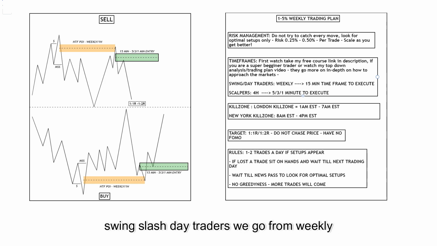Swing and day traders, we go from the weekly to the 15-minute time frames to execute, and scalpers go from the 4-hour to the 5 minutes, the 3 minutes, and the 1 minute to execute. The London kill zone is from 1 a.m. Eastern Standard Time to 7 a.m. Eastern Standard Time. So wherever you are in the country, make sure you align your charts to these EST times. And the New York kill zone is from 8 a.m. EST to 4 p.m. Eastern Standard Time.